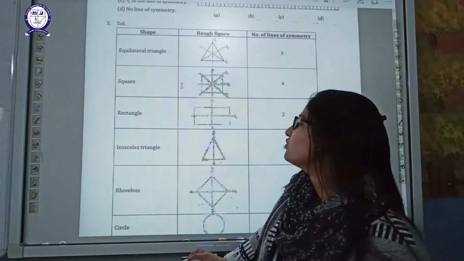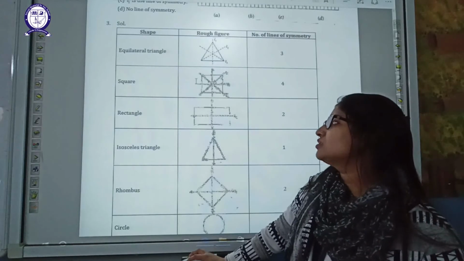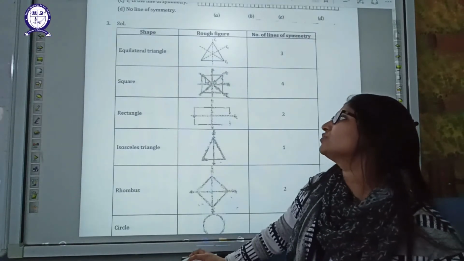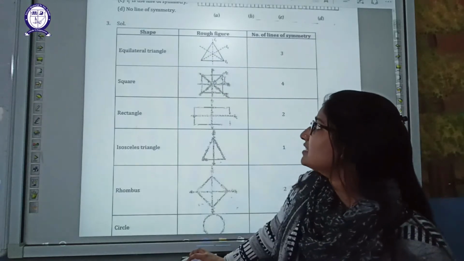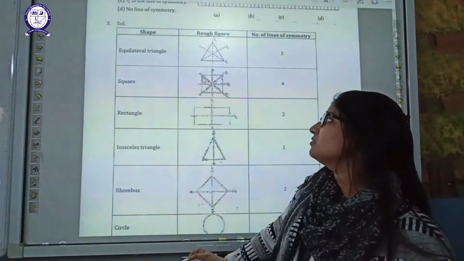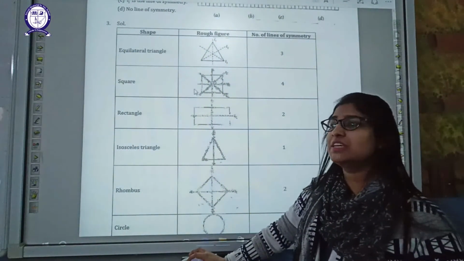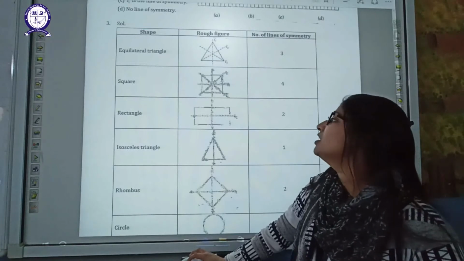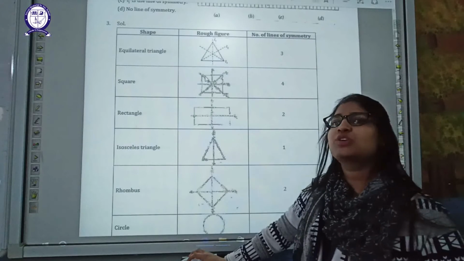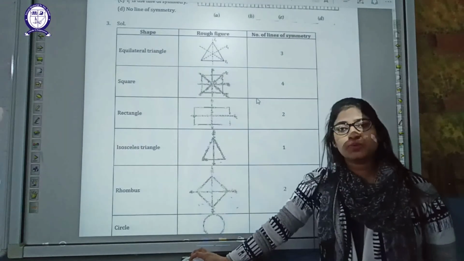Now students, in the case of the square, you can see that this vertical line is drawn, this horizontal line of symmetry is drawn, and also two diagonal lines of symmetry are drawn. What are the diagonal lines? As you can see, in the square, these lines are the diagonal lines. So we can call them the diagonal lines of symmetry. So how many total lines of symmetry are there? One vertical, one horizontal, and two diagonal lines. So a total of 4 lines of symmetry are in the square.